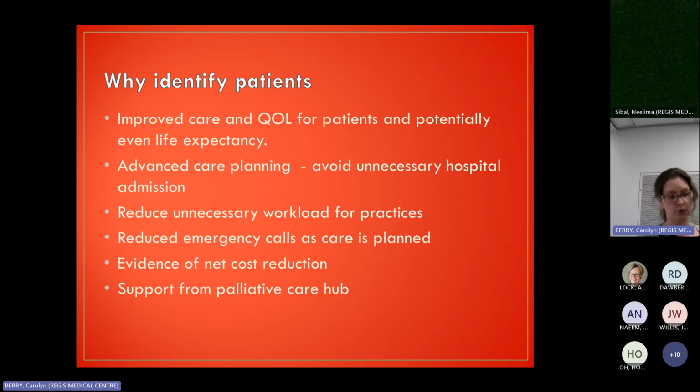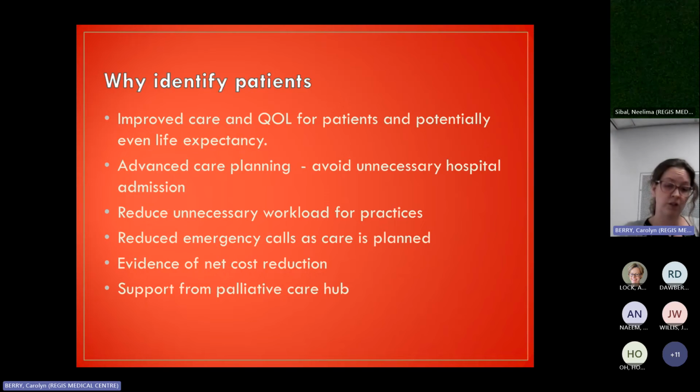So why do we need to identify patients? So obviously, to improve care and quality of life, that stands to reason. There is some evidence actually that good quality palliative care can even improve life expectancy, which is unexpected, but nonetheless there is some evidence for it. By identifying patients, advanced care planning can be carried out, and this can help with avoiding unnecessary hospital admissions. Obviously also reducing unnecessary workload for practices, because if you're able to talk to patients about what they do and don't want, many will communicate that they don't want certain investigations and they don't want certain things done, and that will reduce workload for practices.